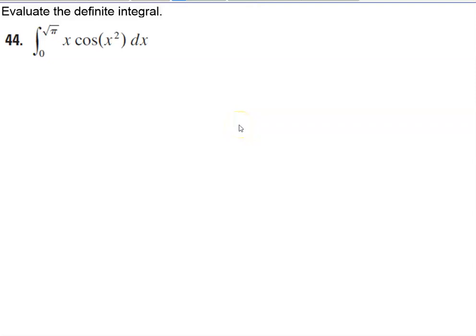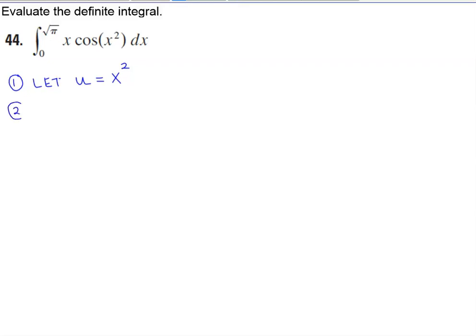Here we want to be able to evaluate the definite integral. We have x times the cosine of x squared times dx with a lower bound of 0 and an upper bound of the square root of pi. So for this example, we're going to let u equal x squared.